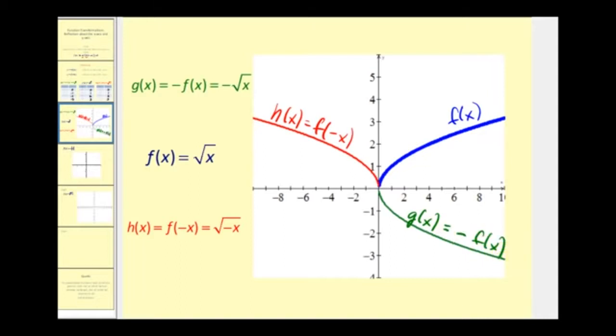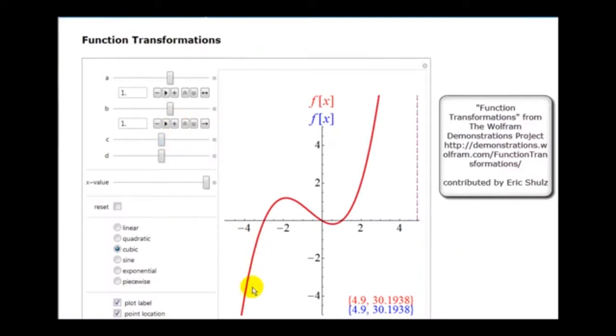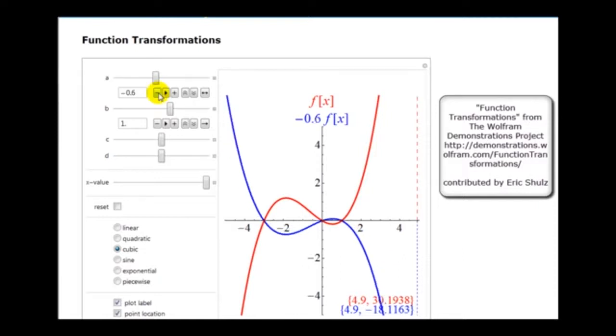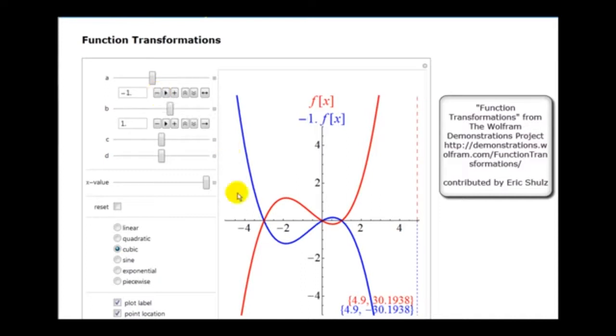Let's take a look at an animation of this. So what we see here is the original function in red, and we'll see the transformed function in blue. We'll start by changing the value of a from positive 1 to negative 1. Here you are seeing a vertical compression, and then as soon as a turns negative, we'll see a reflection across the x-axis, and as soon as a equals negative 1, the transformed function in blue is a perfect reflection of the original function in red across the x-axis.